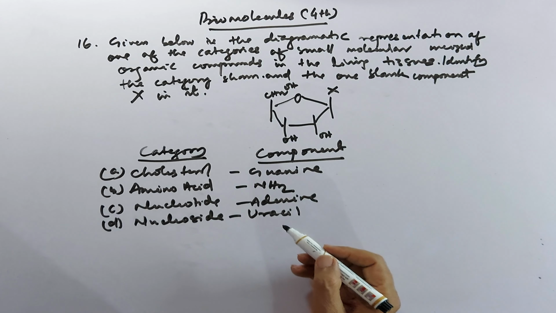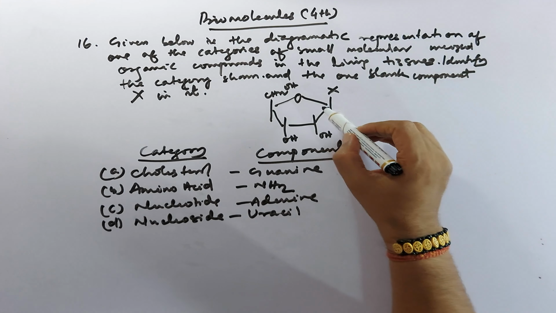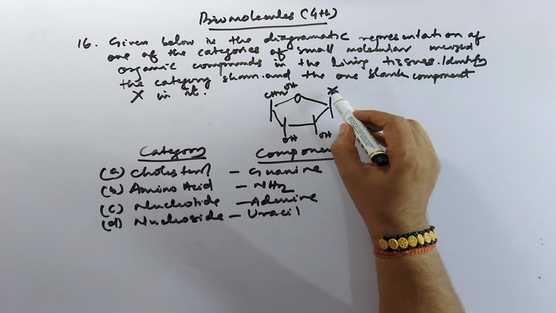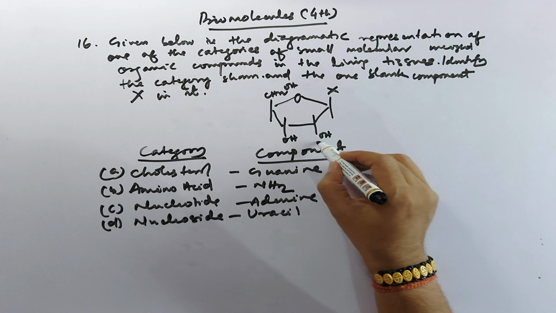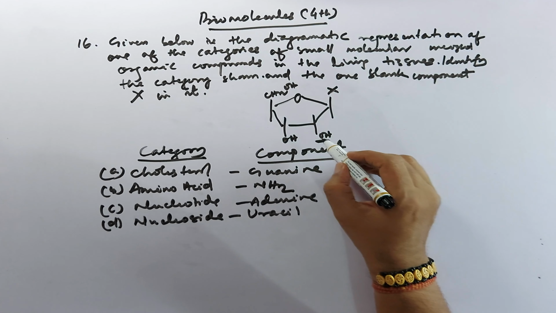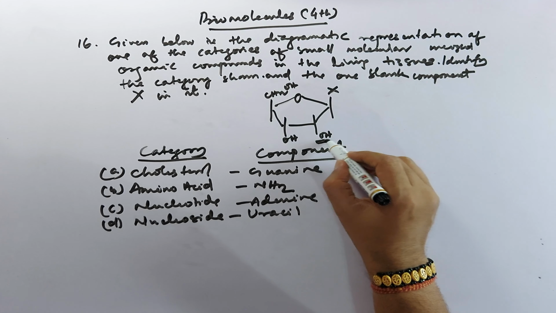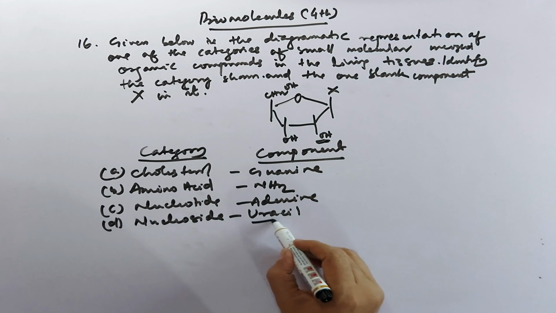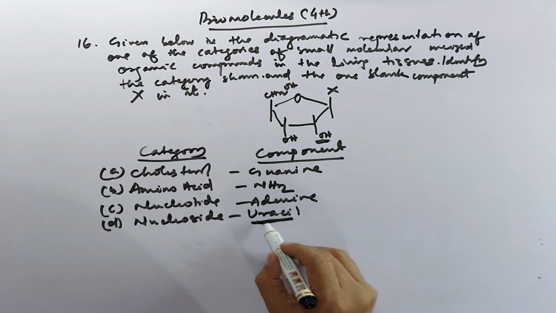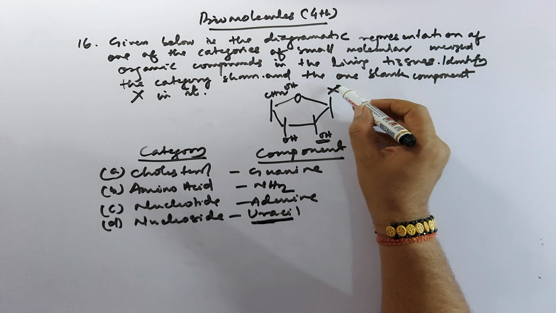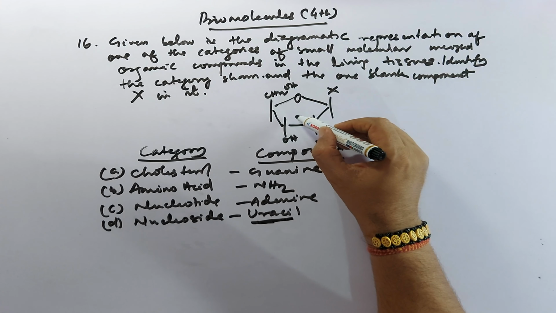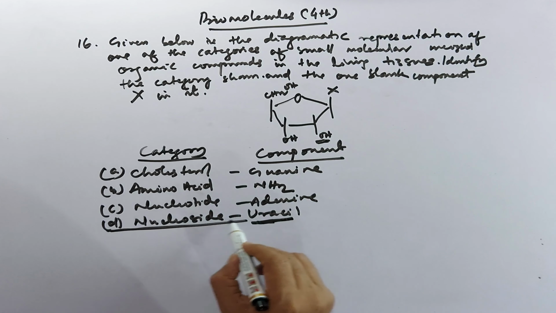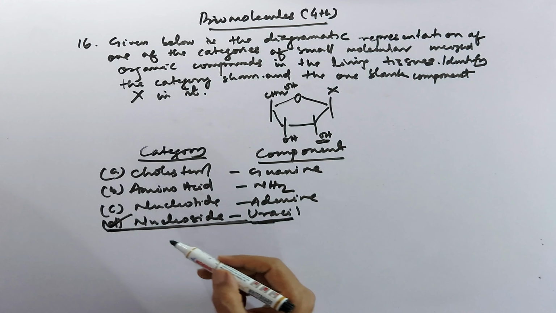So this is important here that this is a nucleoside because it is a pentose sugar and the nitrogenous base. Here OH is there, so it must be the nucleoside of the RNA. So we can select uracil for that RNA, and a nitrogenous base plus pentose sugar is a nucleoside. So this is the correct option.